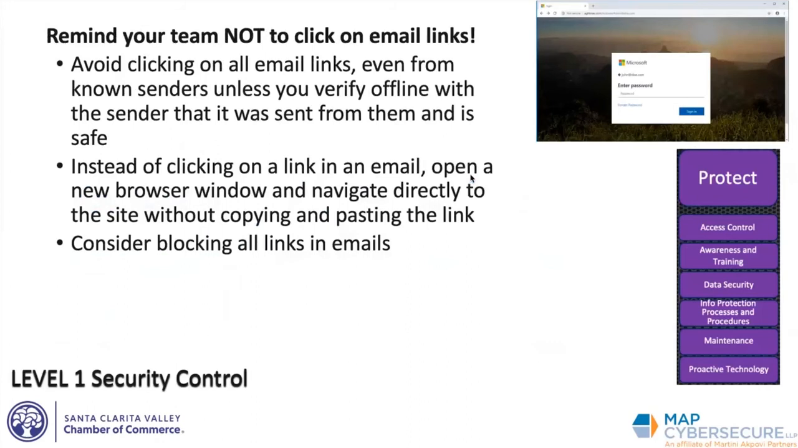So the next thing is very important, and it is a training control, and it's reminding your team not to click on any email links during this time, even if it's from known senders, unless you have verified offline with the sender that it was actually sent from them and it is safe. So I want to talk about this scenario for a minute.